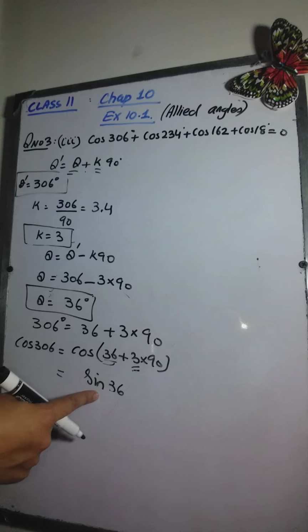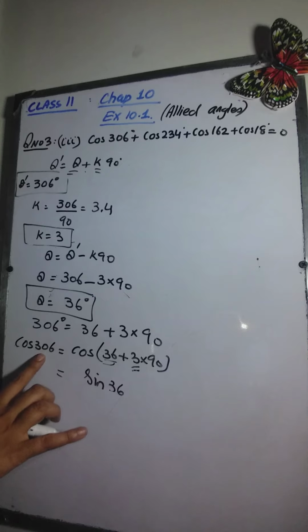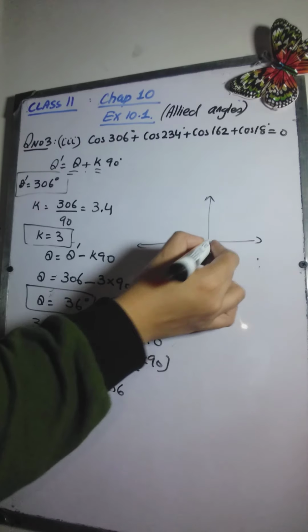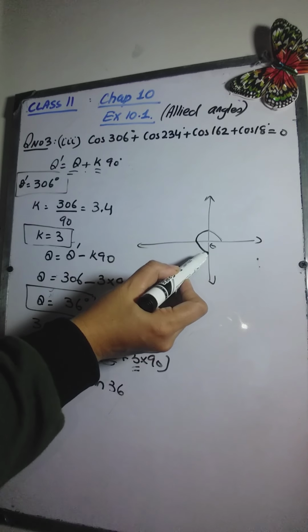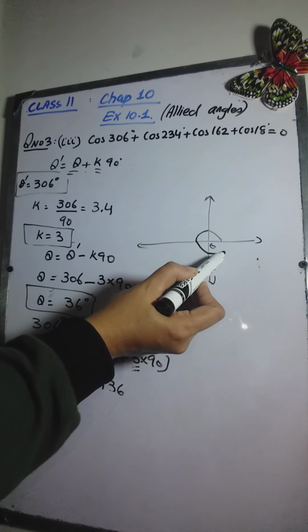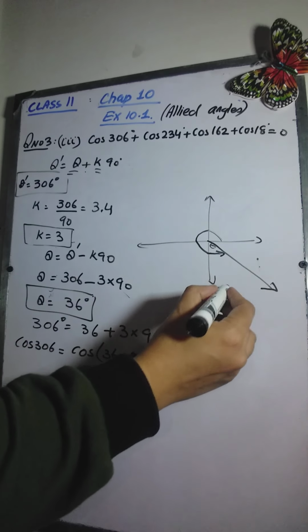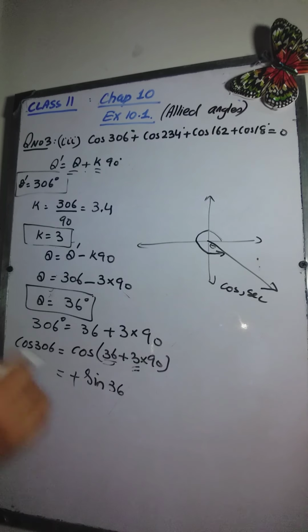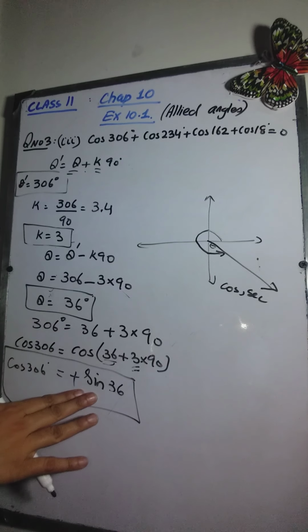Cos has been converted to sine, and in order to find whether it is plus or minus, you have to find the quadrant in which 306 lies. Now 306, if you may see, is 3 times 90 plus 36. 1 times 90, 2 times 90, 3 times 90 will be here, and plus 36 means that this angle will be in the fourth quadrant. We know that in the fourth quadrant, cos and secant are always positive. So cos of 306 will be a positive number. So this is sine 36. Cos of 306 is equal to sine 36. We will note it down here.